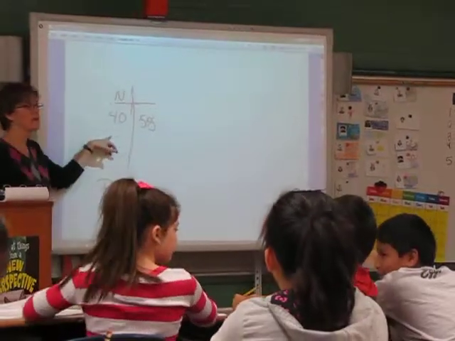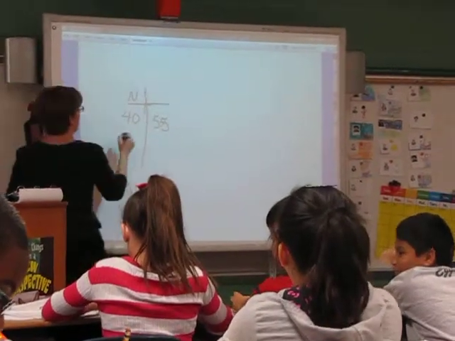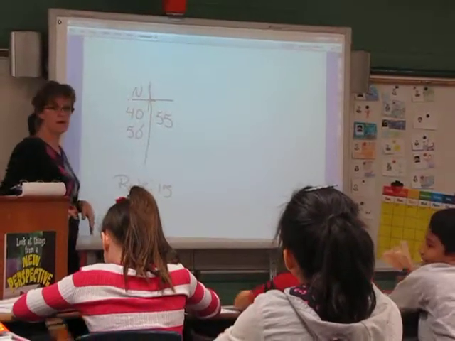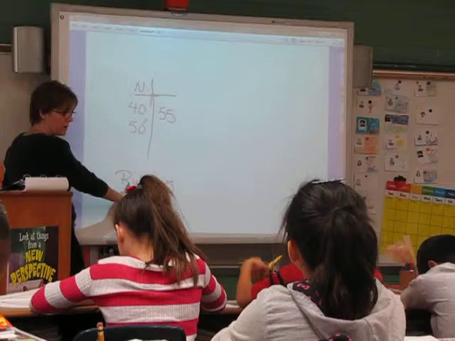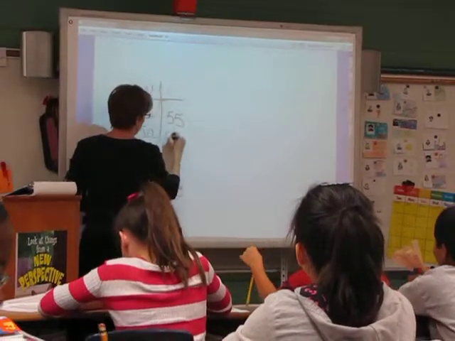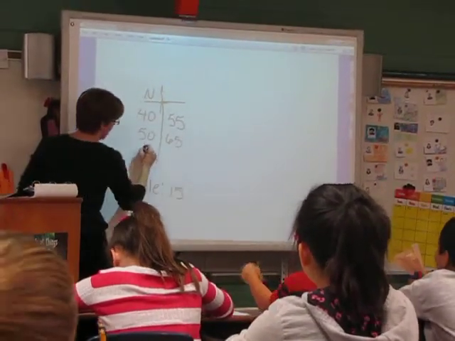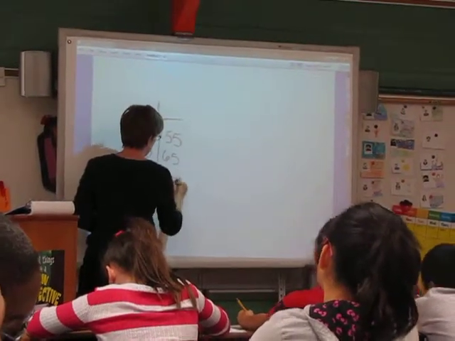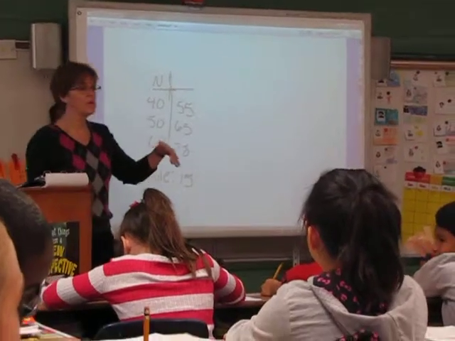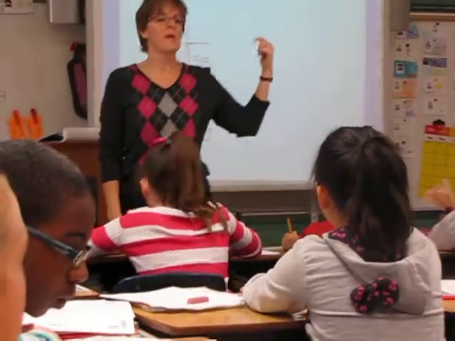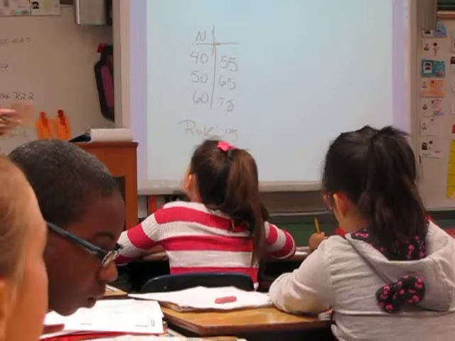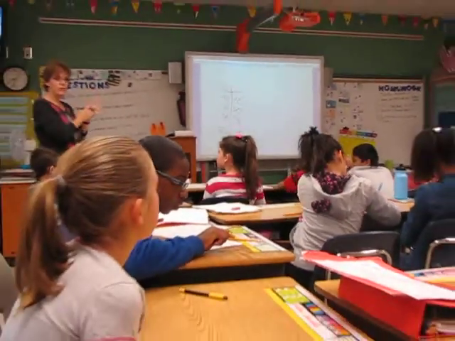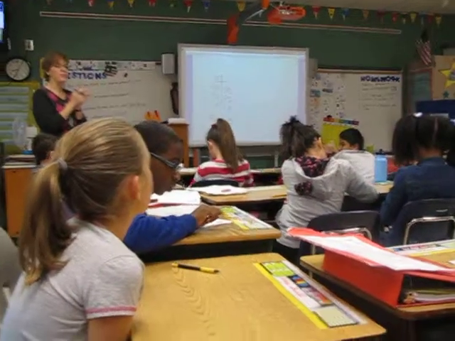Okay, give me another number. 50? Apply our rule. 65. Then if we do 60, 75. Good. Okay, so do you see where we're going with this? These are function tables. And basically what it is giving you a rule. And it says for every number that you use, you're going to apply this rule to it.